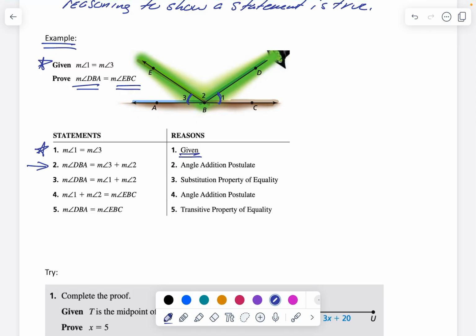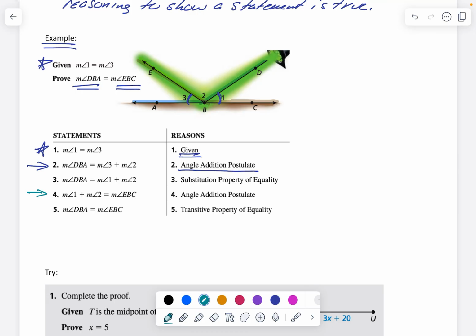We're going to say the measure of angle DBA is the measure of angle 3 plus the measure of angle 2. And that is angle addition. We learned that you can add angles together to make bigger ones. Similarly, I was going to do the other one, which you could. I was thinking of doing this one next, but that's okay. It doesn't matter.